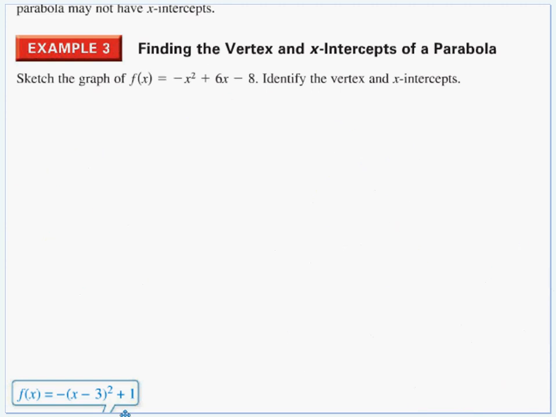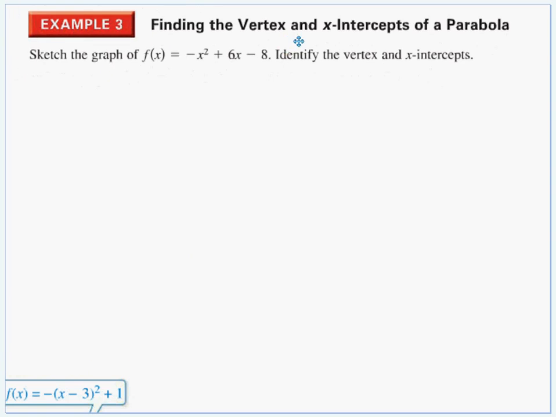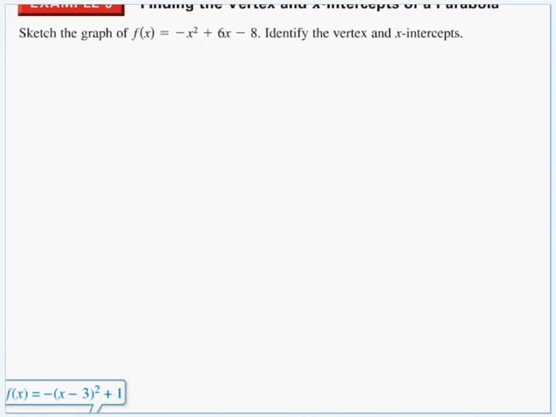If I bring up this solution here, well, I guess it does say identify the vertex. So they're not asking for just a simple sketch. They do want more of a graph. So let's put this into standard form then.